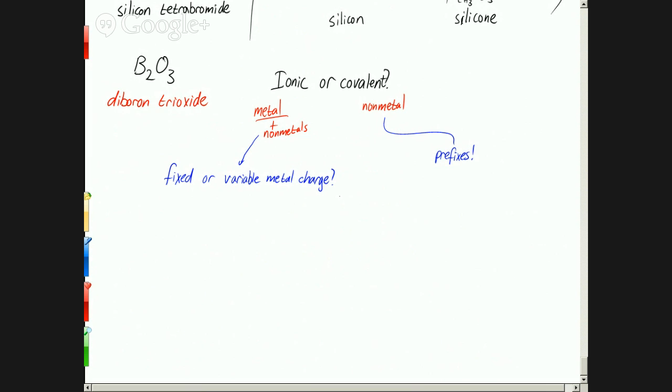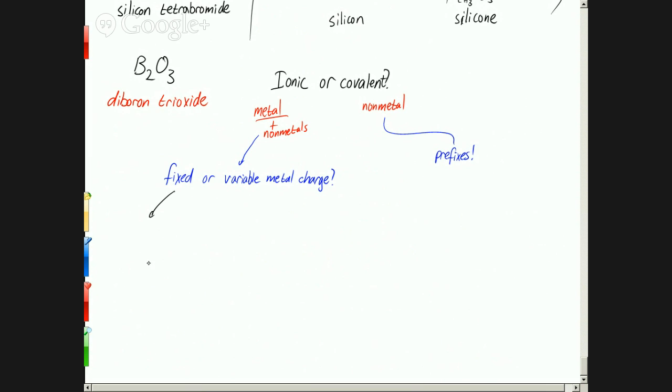Like, if it's potassium, something in that first column, K, we know that's got to be +1 because the metals in that column are always +1. They don't take any other charge. They've got to be +1. So that's an example of a fixed charge. But if we have iron, Fe, which is 26, that's in the middle in that transition metal space, and we know that has some variable charges. It can take some different charges. So that one fits the other side. How do we name it then if we have a fixed charge?